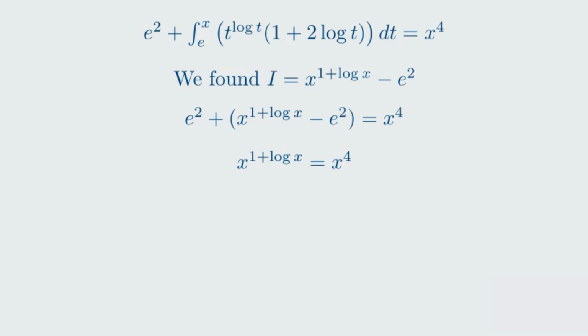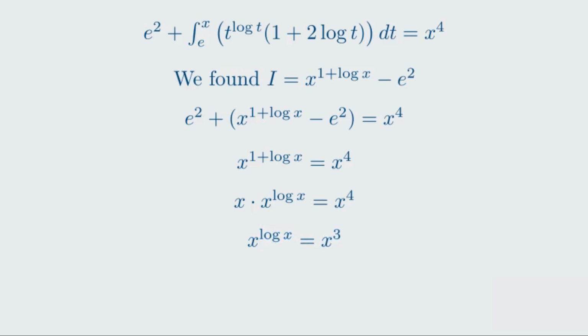A key step is to use the exponent rule that says a to the power of m plus n equals a to the m times a to the n. Applying this rule, we can rewrite the left side as x to the first power times x to the log x. So we have x times x to the log x equals x to the 4th. We can now divide both sides by x to simplify further. Since we were given that x is greater than 0, we don't need to worry about dividing by 0. Dividing both sides by x gives us x to the log x equals x to the 3rd power.